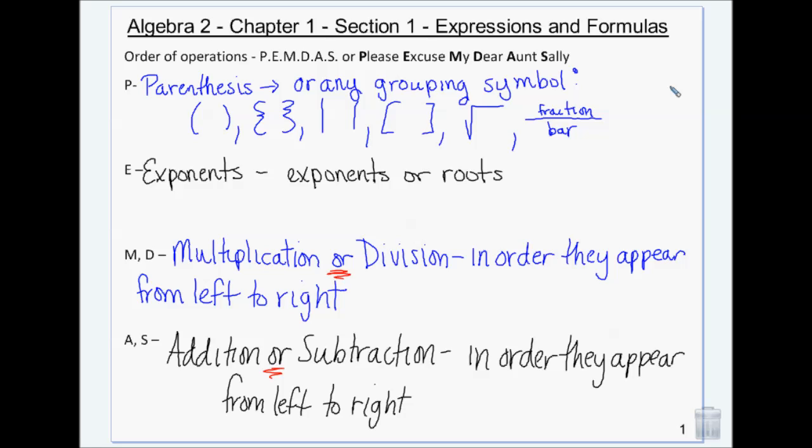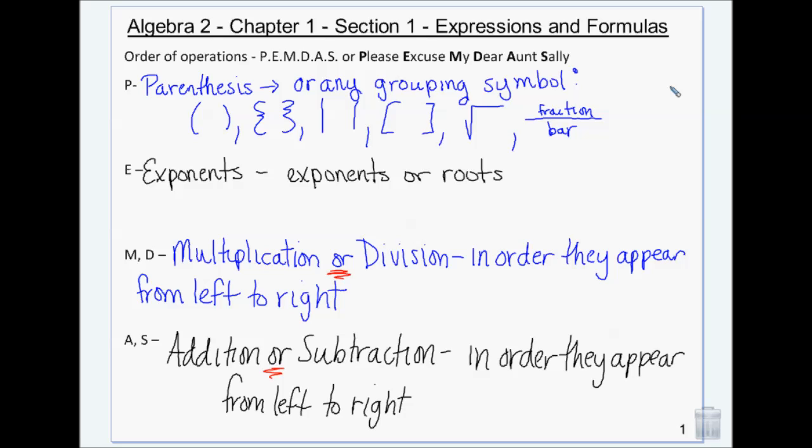And then here's where it gets really confusing, multiplication and division. A lot of people take it very literally, and because the M comes first, they feel like they have to do all of the multiplication first and then go back and do all the division, and that's actually not true, and that can give you the wrong answer. Multiplication and division have the same value or the same weight.